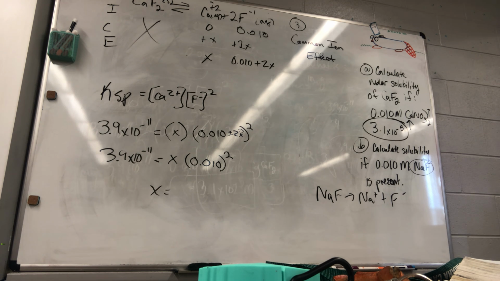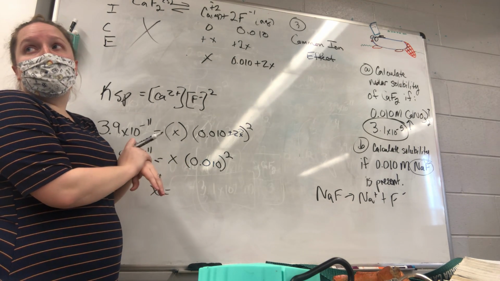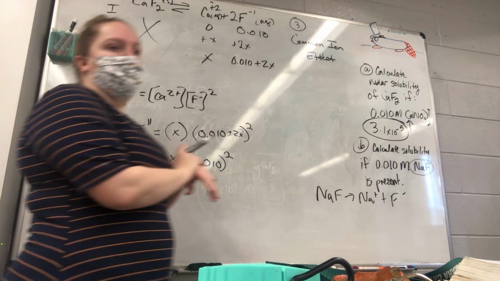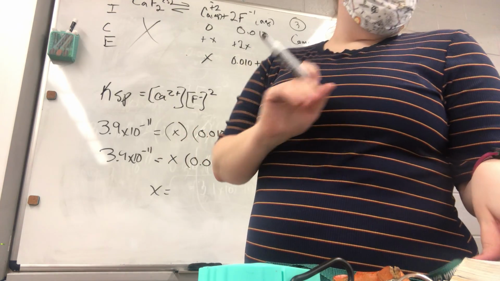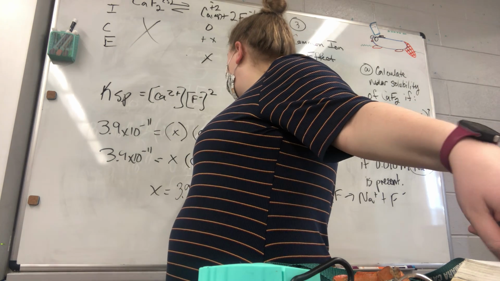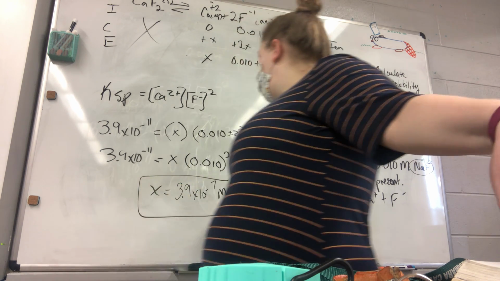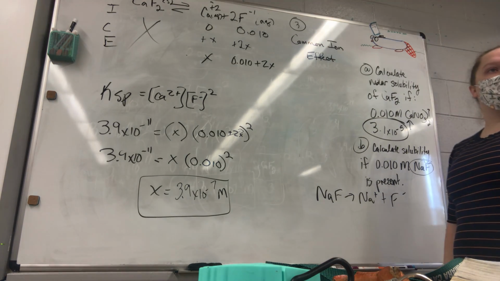What'd you get? 3.9 times 10 to the negative 7. Anybody else get that? 3.9 times 10 to the negative 7th? 3.9 times 10 to the negative 7th is the right answer. Yeah, I got 3.9 times 10 to the negative 7.